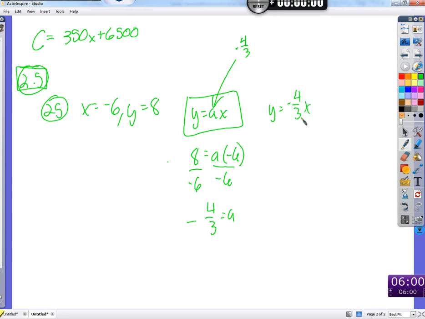Then it says find x when y is negative 4. Negative 4 for y, negative 4/3 for a, and we're going to find x. How do we get x by itself here? Multiply by the reciprocal of negative 4/3, multiply by negative 3/4. Multiply this by negative 3/4. Okay, this is negative 4 over 1. The 4s can cancel. Negative times negative is positive, so x equals 3. Okay, good. Any other questions?